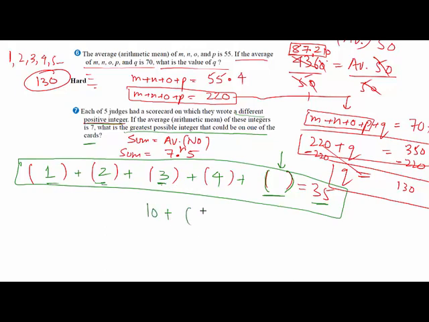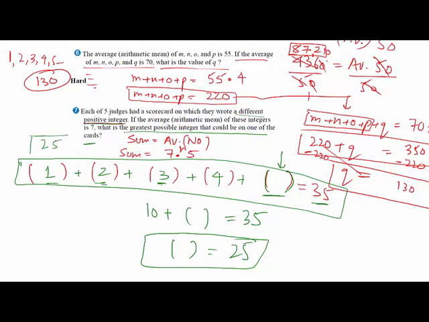So 10 plus that number is 35. Subtracting 10 from both sides, this number has to be 25. So maximum we can do is we can get 25 as the greatest possible number, which we can plug in here. So the options will be anything, so we can plug in 25 as the right answer.